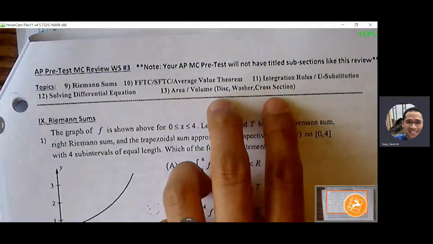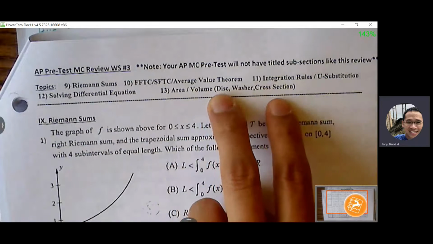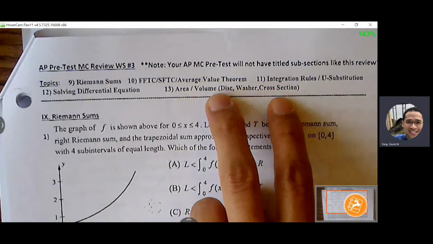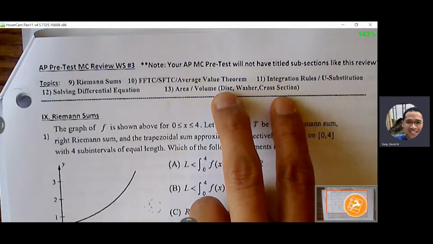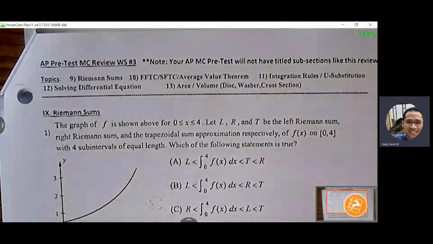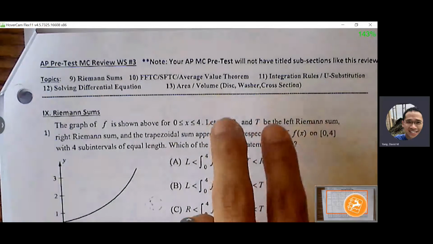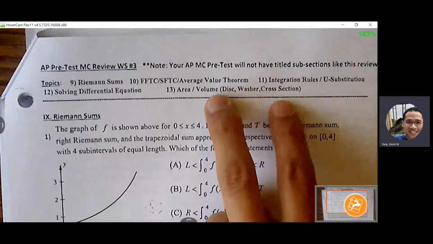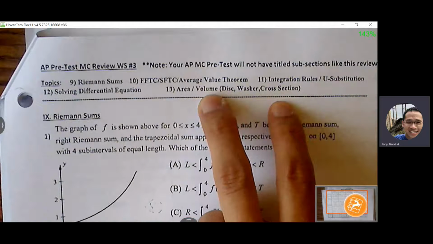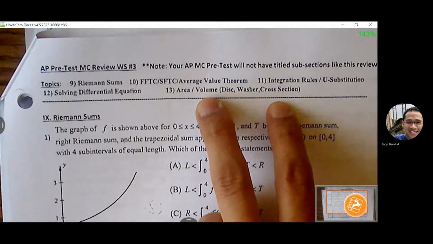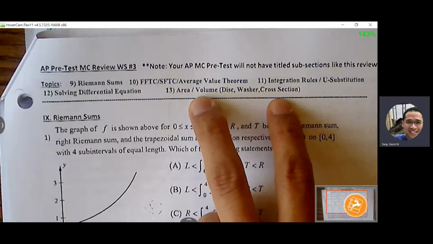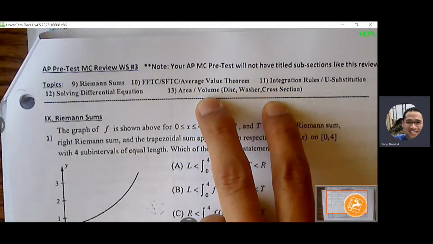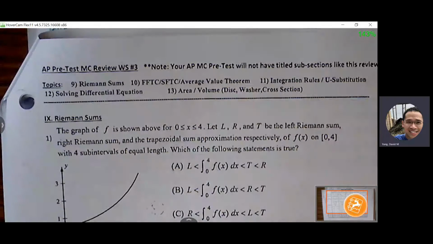Area volume, disk, washer, cross section. Now, it's been a while since we've done this. This is the very last unit that we did, but I purposely avoided it during AP review because I felt like that was the most recent thing, so the thing you least needed to review. But now that we've done all the AP review and we still haven't gone back into area volume, let's spend some time today doing that. I don't want us to forget this. Most of you did really well in this section, so hopefully this will still be a strength for you on the AP exam.